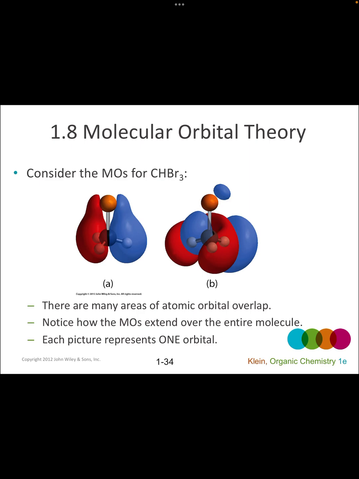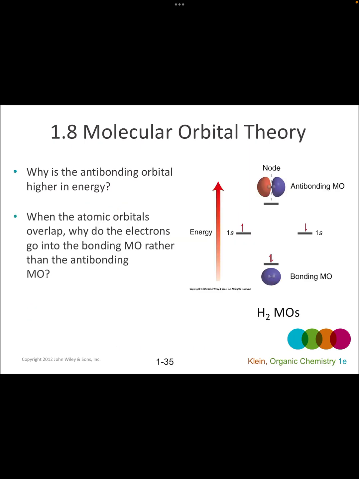And here are other examples of molecular orbitals. Example B is kind of a complex one, but it's extending over the whole molecule. This is one orbital. It just has different lobes, but it's one orbital. I just want you to know. And also example A shows one orbital. It's not two orbitals, it's one orbital with two lobes.